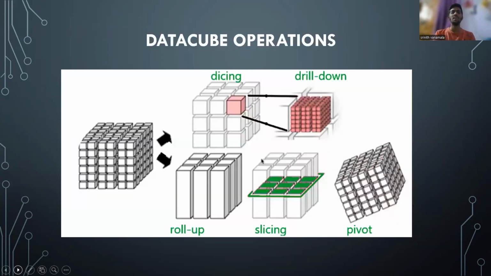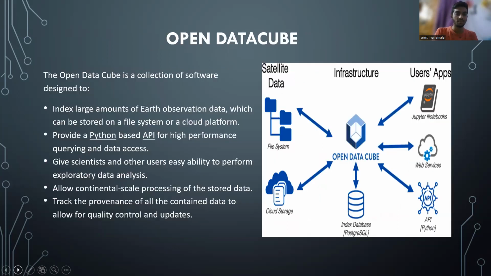The most important data cube operations are roll up, drill down, dicing, slicing, and pivot. Pivot means turning the data cube at some angle and going through the attributes. Slicing is slicing through each dataset, and similarly we'll be checking the other operations further.